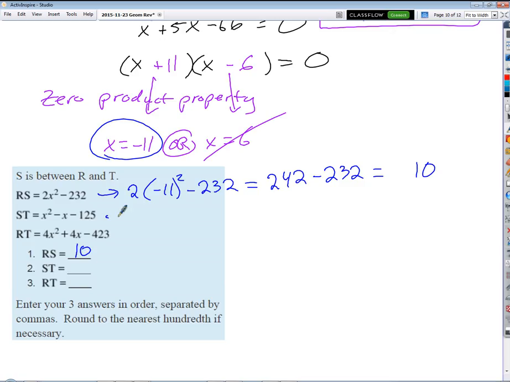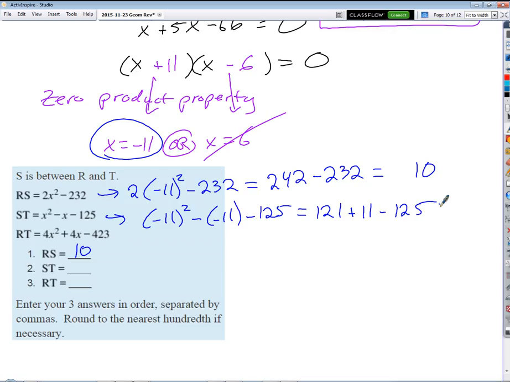What about the next one? If I plug in negative 11, negative 11 squared minus negative 11 minus 125. Well, negative 11 squared, same as positive 11 squared, 121. Subtracting a negative is what? Plus, will be add. Good. Add it. 121 plus 4 minus 125, so what is that? 6? Okay. That's gonna give me 7.